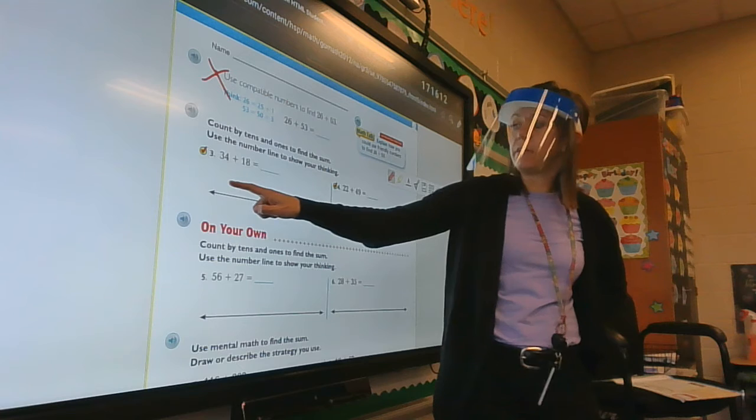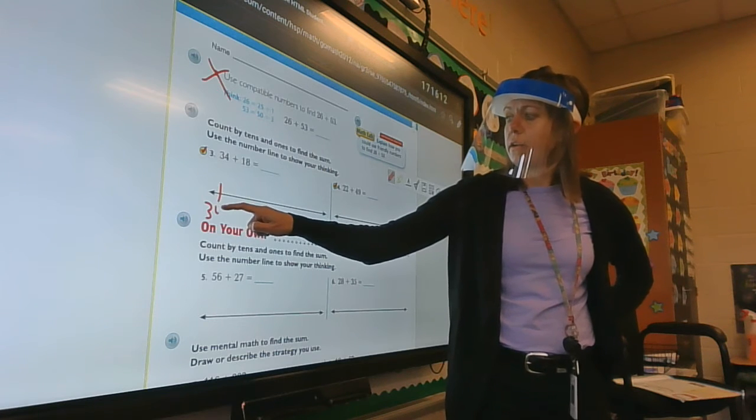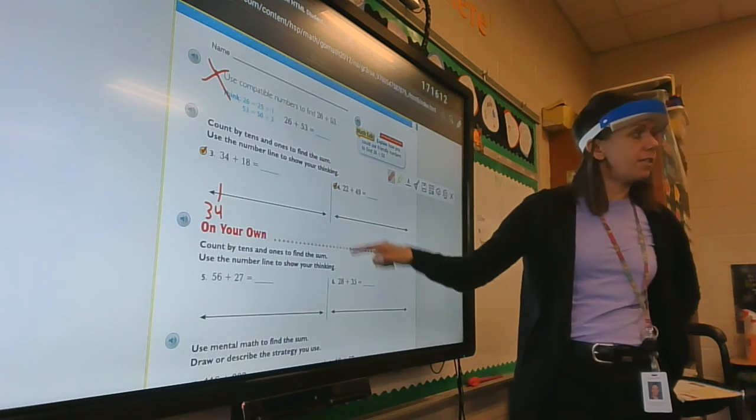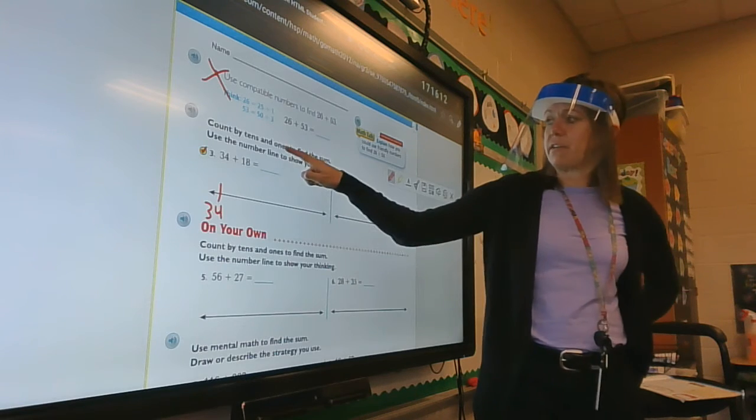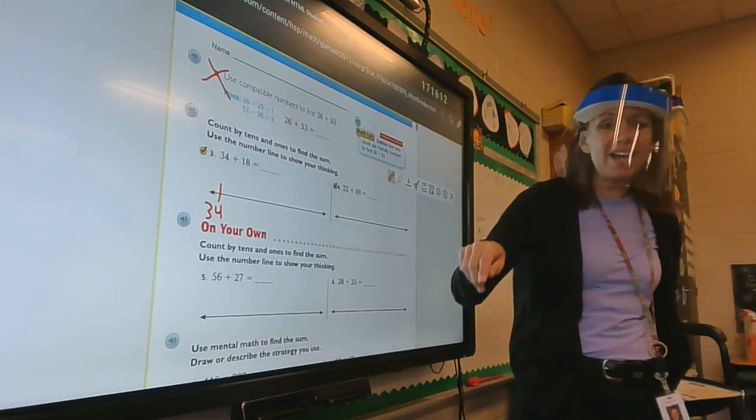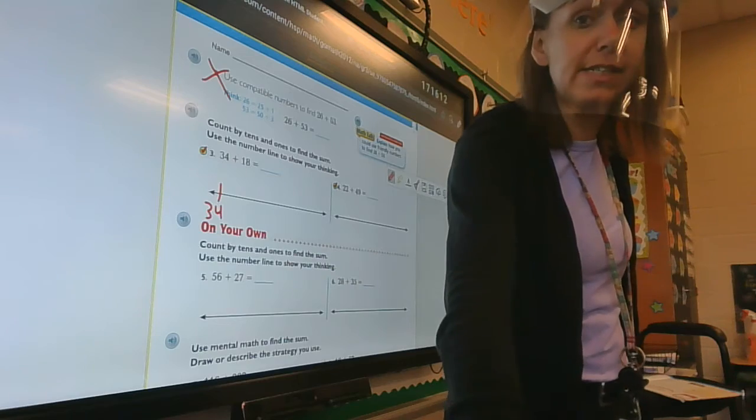So remember, start with your bigger number and then make jumps for 10s and 1s until you get to the end, okay? And write your answer in the blank. So go ahead and try problems 3, 4, 5, and 6.